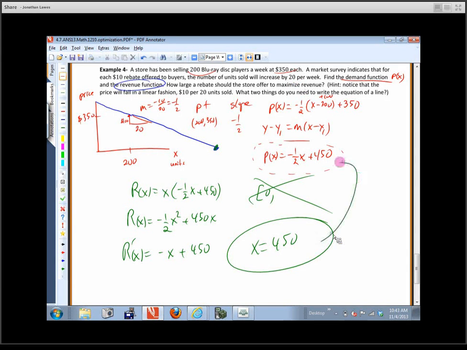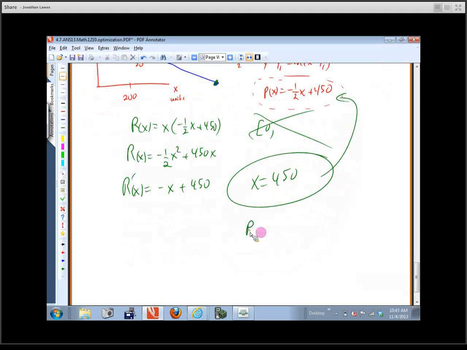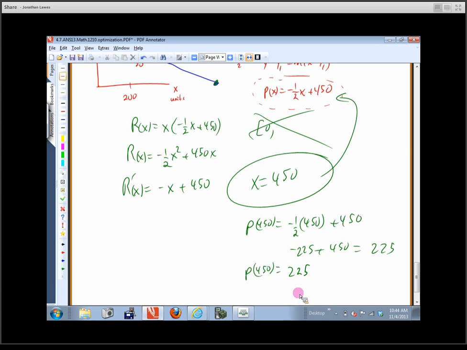Well, let's come back here to our demand function. If you want to sell 450 of them, put it in there and it'll tell you what the price is. So this is going to be P of 450 is going to be negative 1/2 times 450 plus 450. So that's going to be minus 225 plus 450. So that means 225. So P of 450 is now 225. There are lots of numbers rolling around here that are in the hundreds. What does that 225 mean? Okay, that is the price. That's how much you should sell them for.